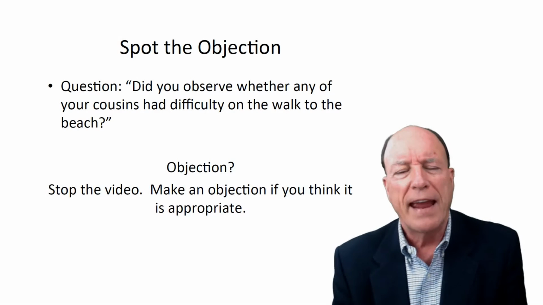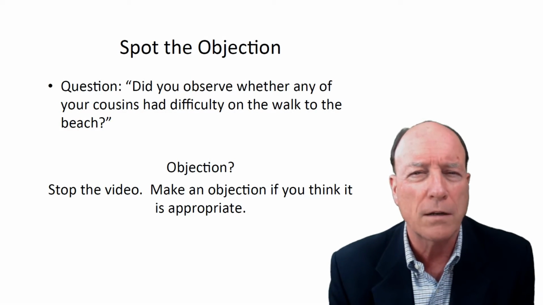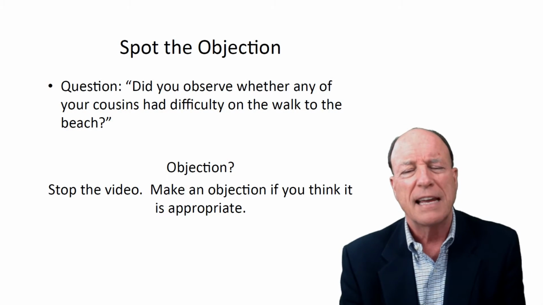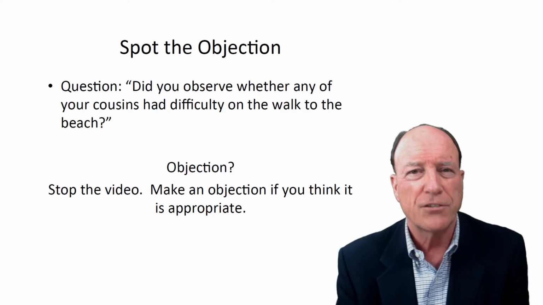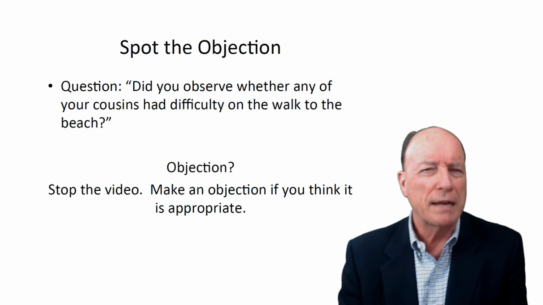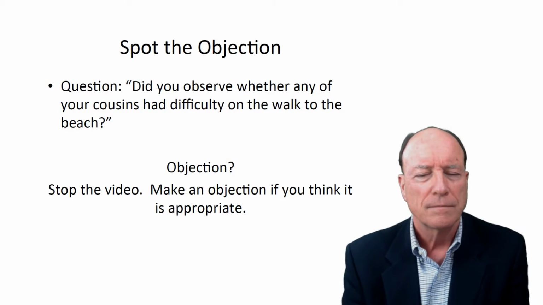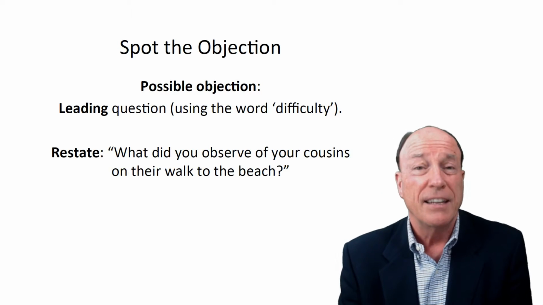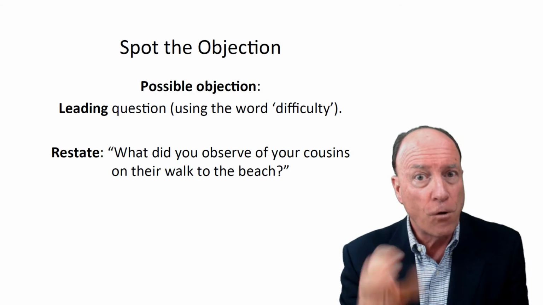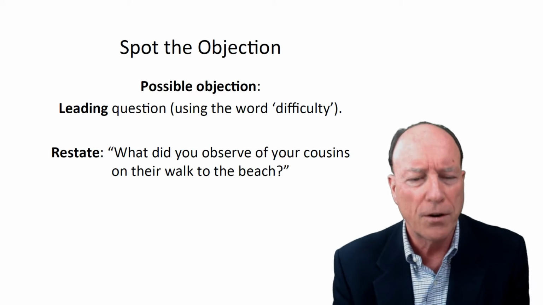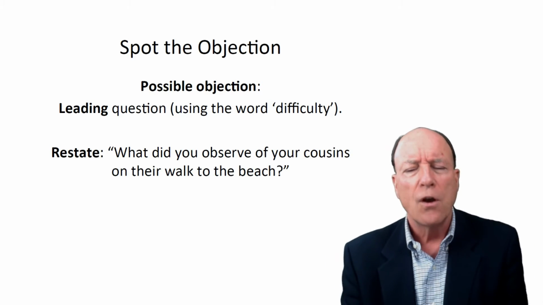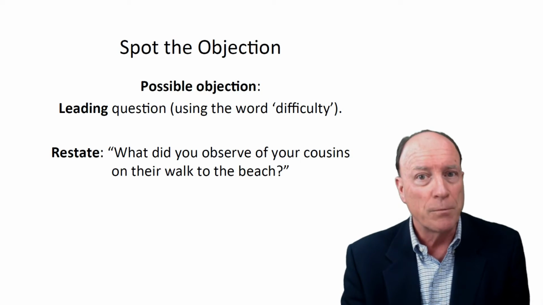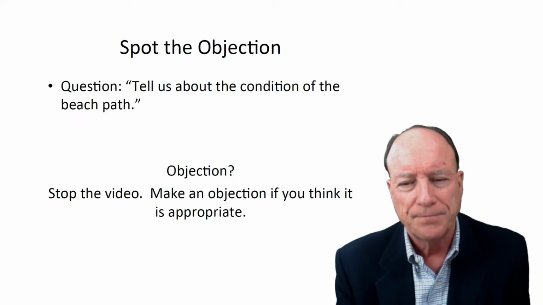Did you observe whether any of your cousins had difficulty on the walk to the beach? Would you object to that question? Well, I think there's a possible objection here as a leading question, using the word difficult again. It is forecasting to the witness the answer that you are seeking. So, restate the question. What did you observe of your cousins on their walk to the beach? That removes the problem. Let's look at the next question.